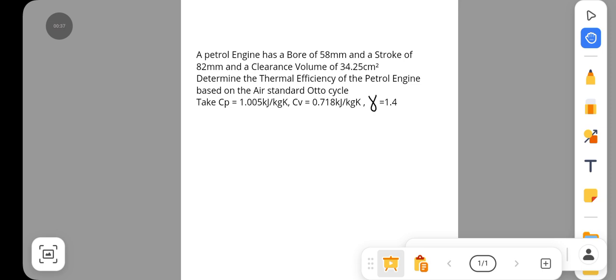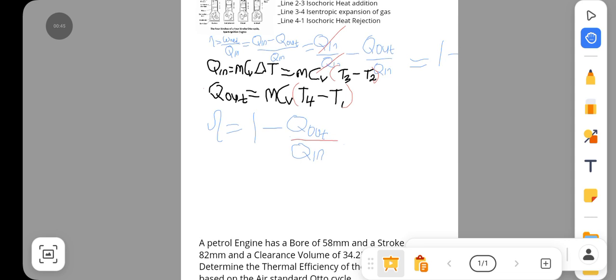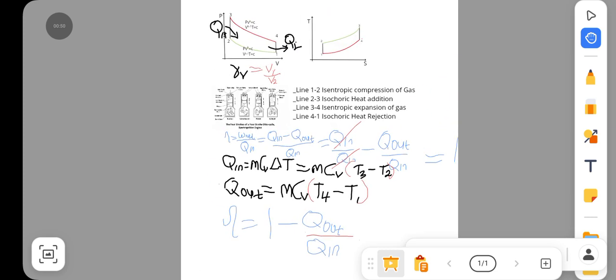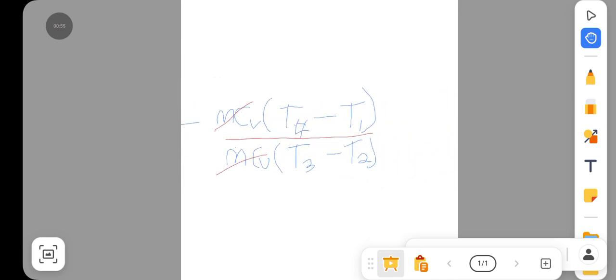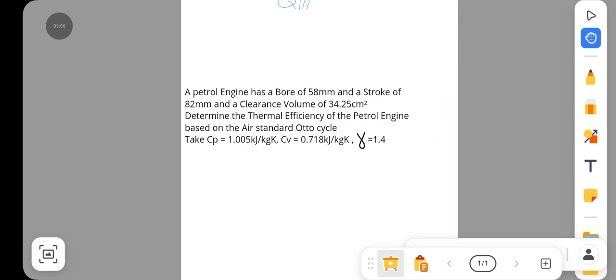So now that we have been given these values, we are asked to find the thermal efficiency of the petrol engine. Based on our former research, the formula for thermal efficiency is 1 minus Q out over Q in, which can also be written as W net over Q in, which can also be written as 1 minus (T4 minus T1) over (T3 minus T2). But none of this can solve our question, because we are not given any value of temperature. We are only given the clearance volume, the bore, and the stroke of the engine.